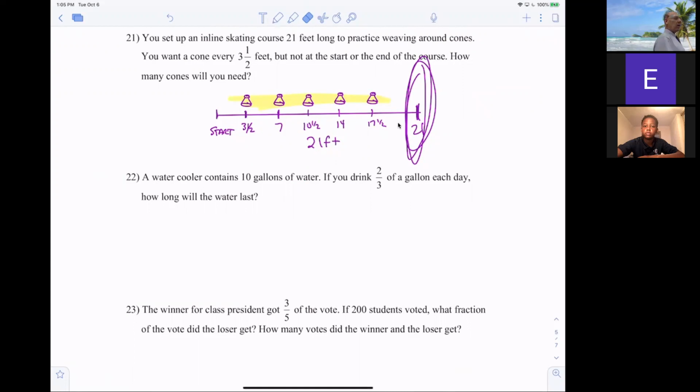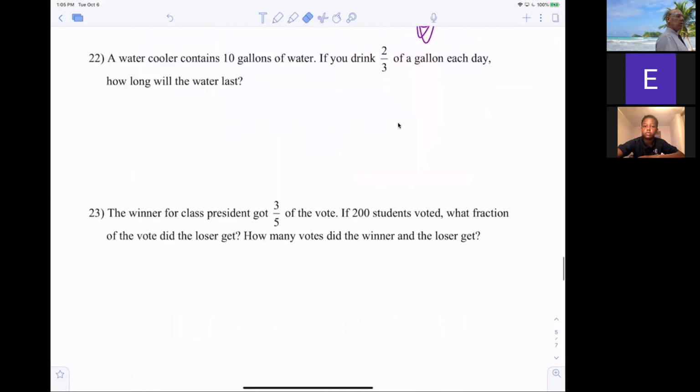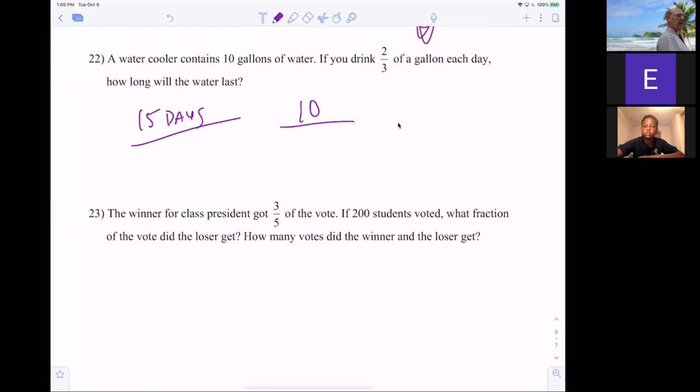All right, now, number 22, it says a water cooler contains 10 gallons of water. If you drink 2/3 of a gallon of water each day, how long will the water last? Somebody said 15 days. Anybody else have a different number? I'm pretty happy with you because you took the 10 gallons and you divided by the 2/3. Yes, I'm happy with that. And that was 15 days.